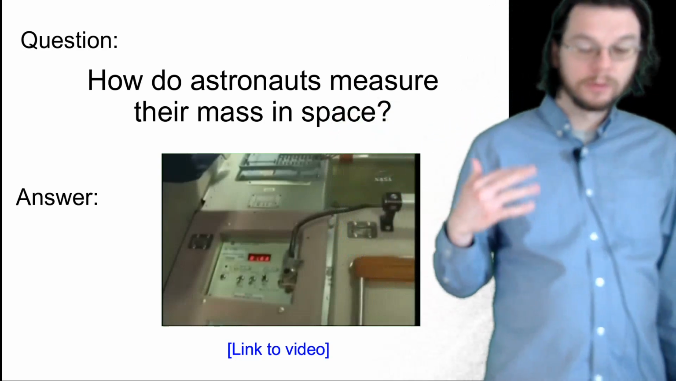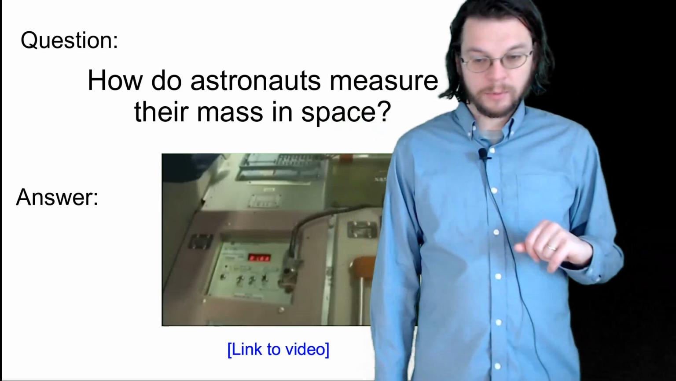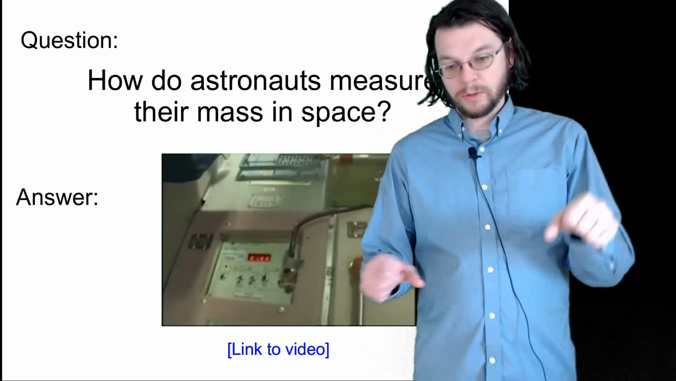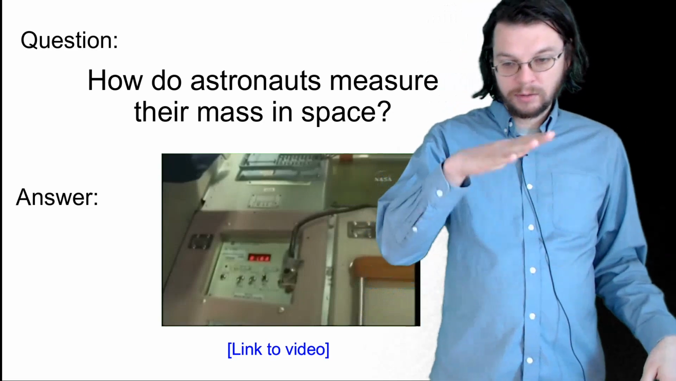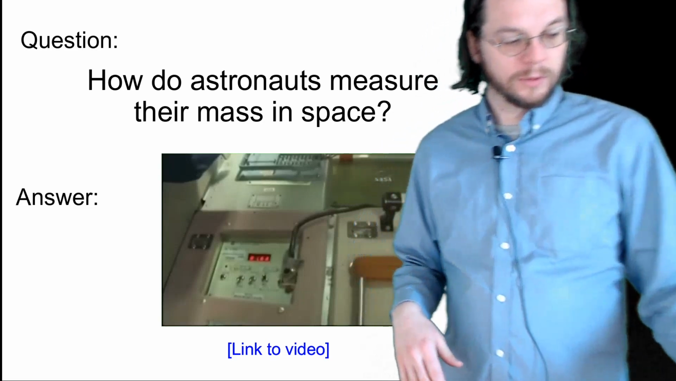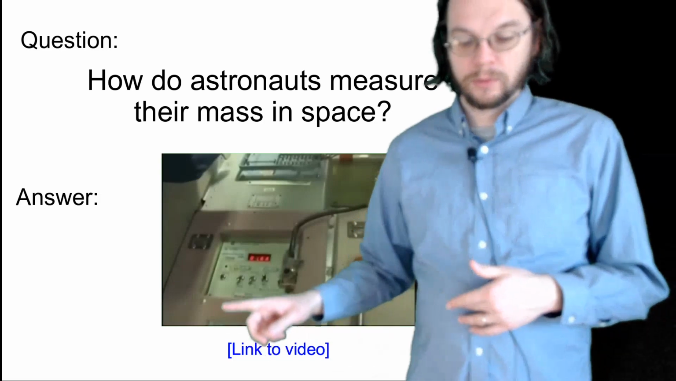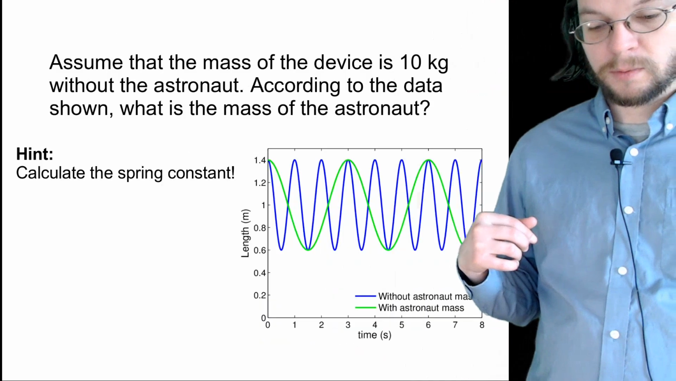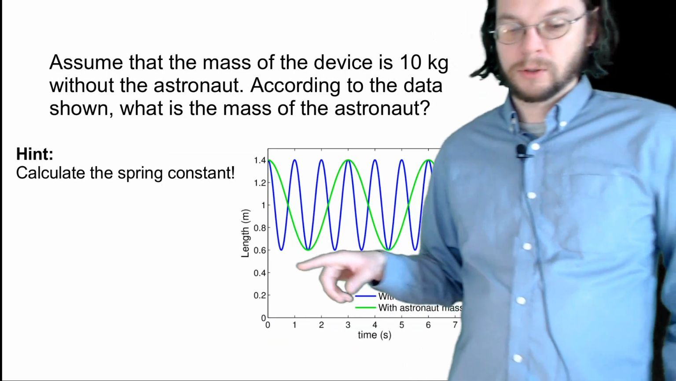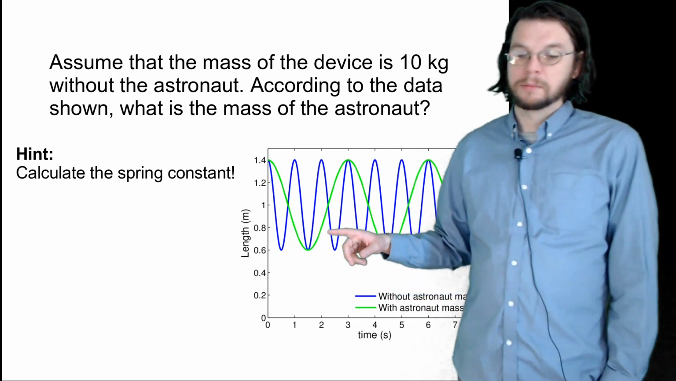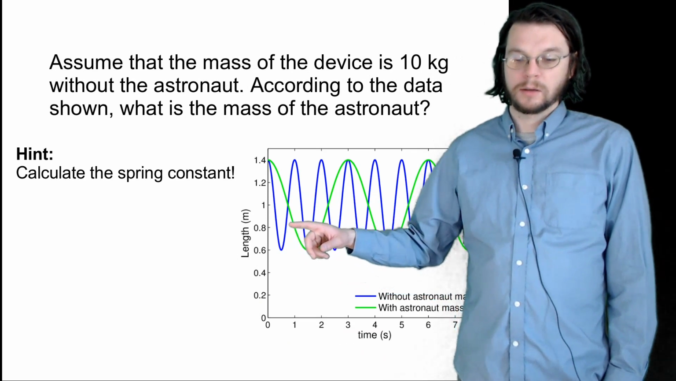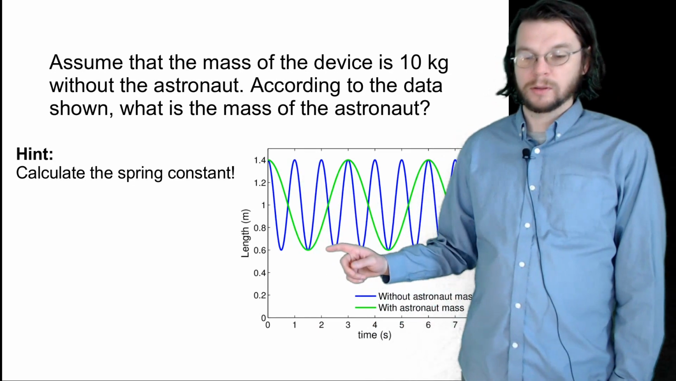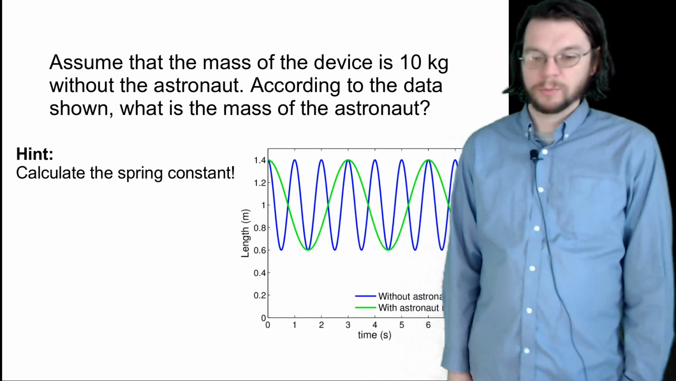And sure enough, I don't know exactly how much it was, but to my eye it was something like 3 seconds was the period with the astronaut attached to it. Maybe it was like 1 second when the astronaut was not attached. And so we want to come up with this same number and see what we can get using the equations we've been talking about in today's lecture. So just kind of in a plot, the blue line here is without the astronaut, so that's oscillating very quickly, but with the astronaut it's much more slowly than that.